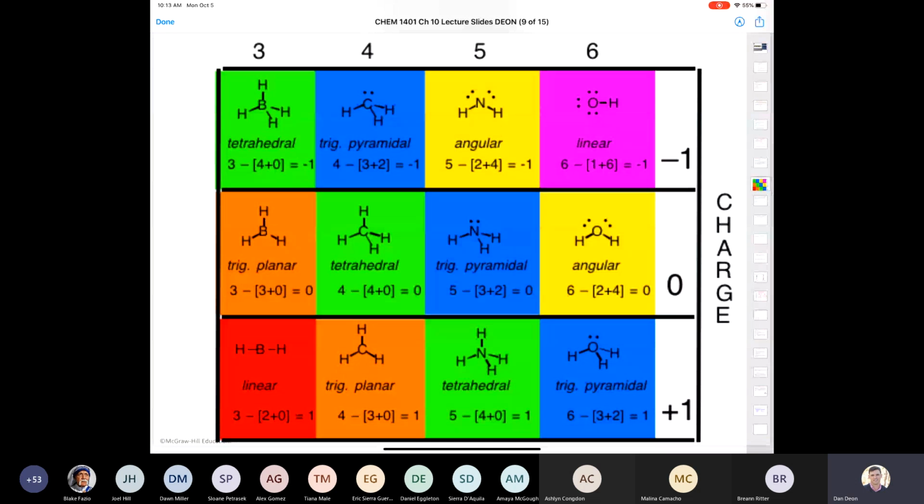This slide kind of bleeds into the next section of the chapter, which we're not into yet, but I guess it just shows you formal charges on boron, carbon, nitrogen, and oxygen, which are very common elements that we study in general chemistry and organic chemistry. These come up all the time.